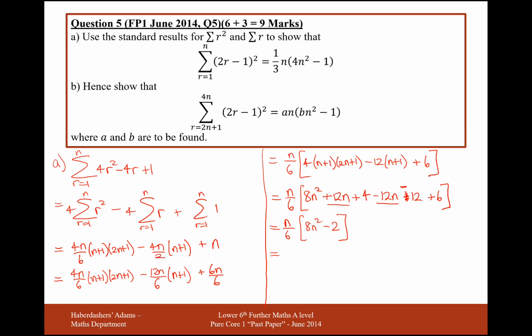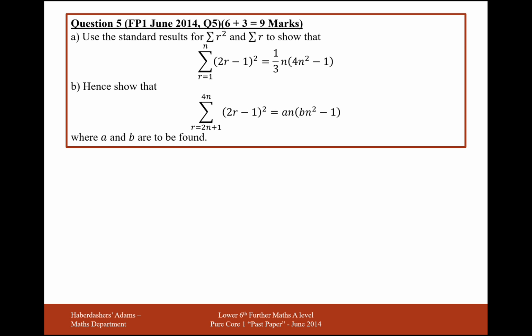Right, okay, so now we can pull out a factor of 2 from here, because we've both got even numbers and we need a third there. That makes sense. So it's going to be n over 3, and then it's going to be 4n squared minus 1, which is exactly what we want to show. So I put a little square underneath it. Great, right, moving on to part B.